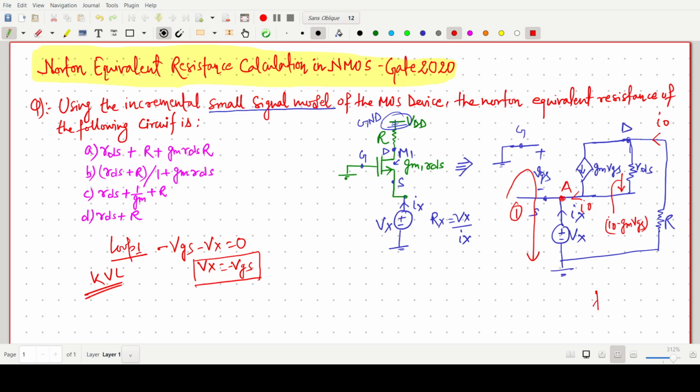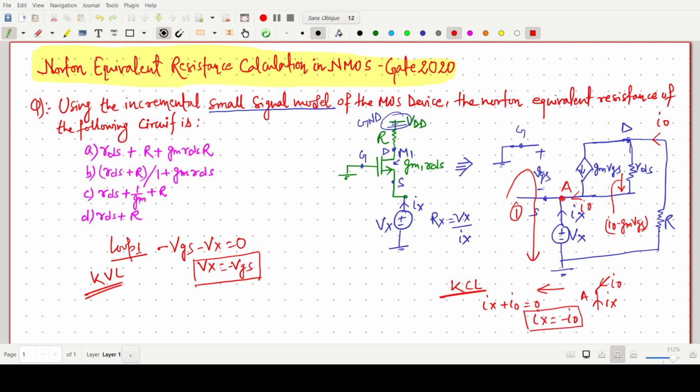At point A, there are two currents: Ix coming in as incoming current, and this current will be I naught. So now we have to apply KCL, Kirchhoff's current law. You can write Ix plus I naught, the total incoming current, equals the total outgoing, 0. So we can say Ix equals minus I naught.